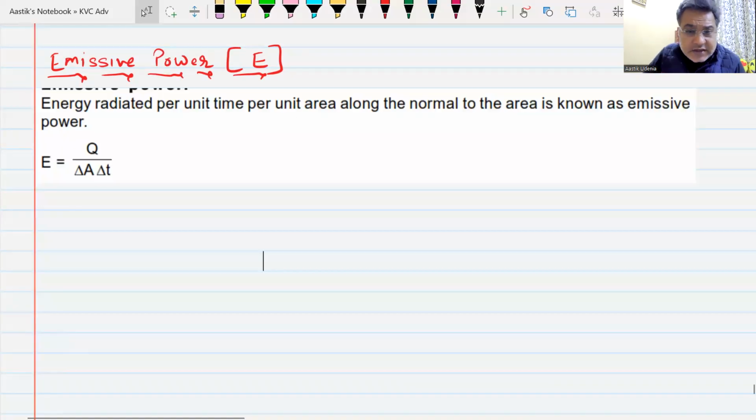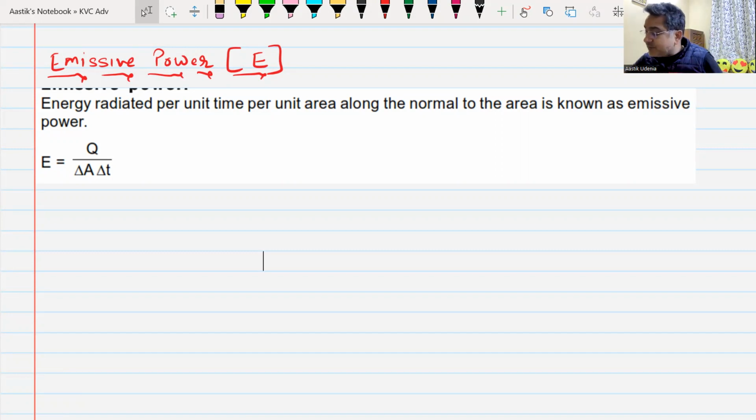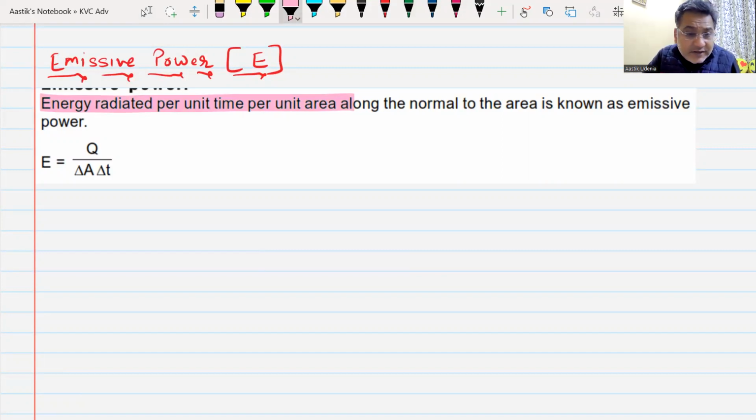Energy per unit time is power. Power per unit area, watt per meter square. Energy radiated per unit time, per unit area by a body is known as its emissive power. How much energy it is emitting per unit area per unit time.